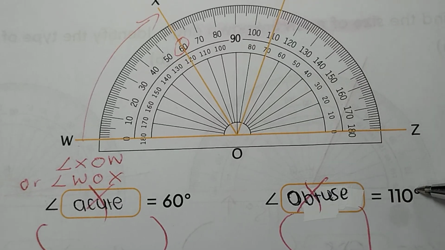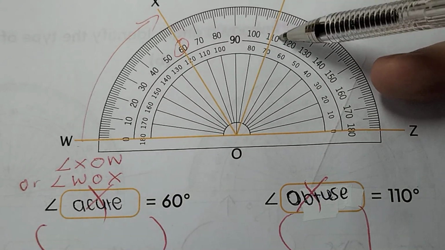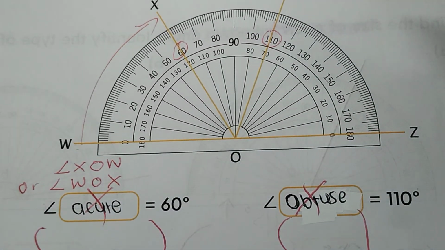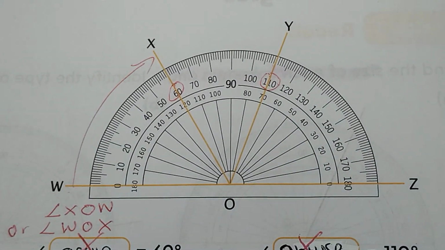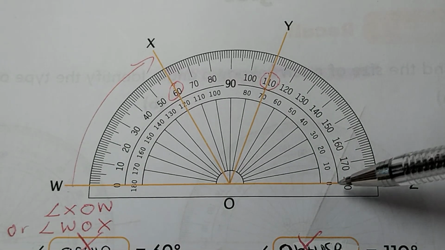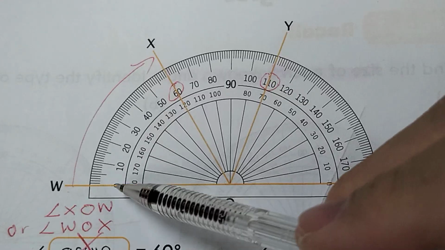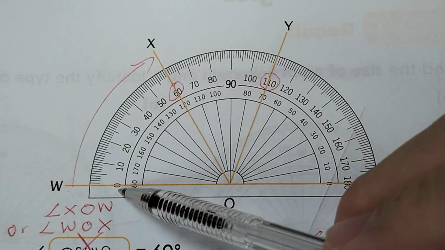Next one, this one is 110. So let's look at 110. 110 is here, right? Now, to get the 110, where do we start? Do we start from this 0 or from this 0? We start from the 0 on the left.